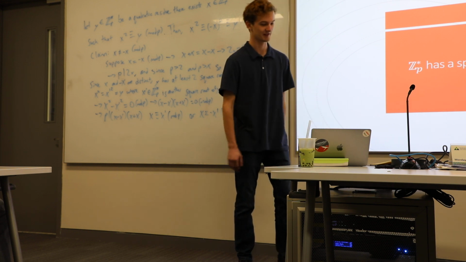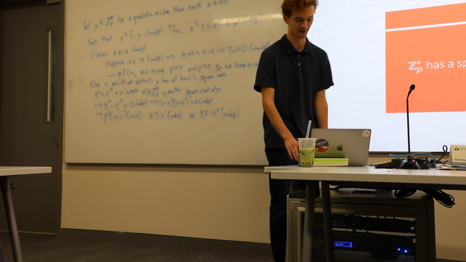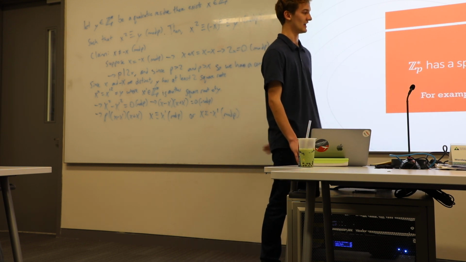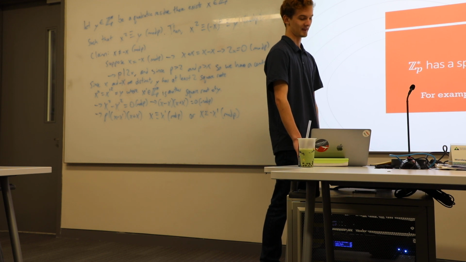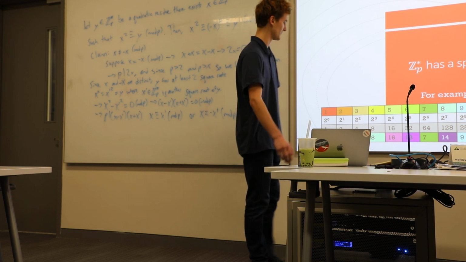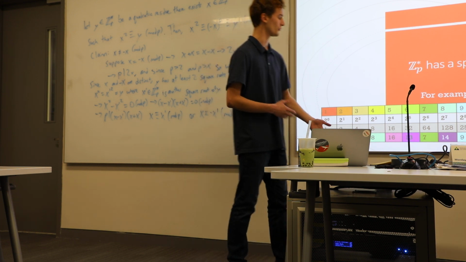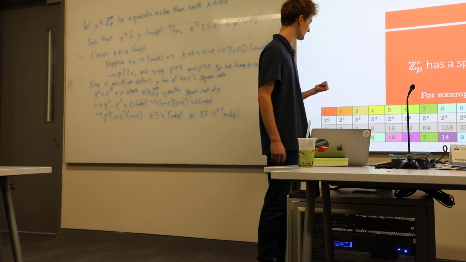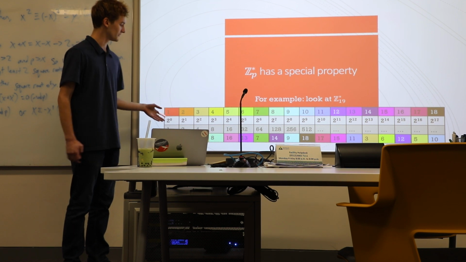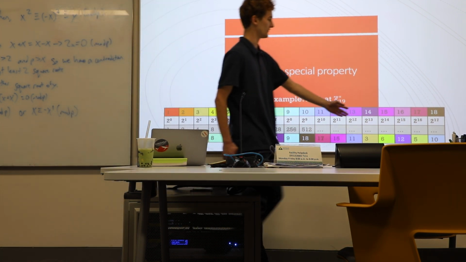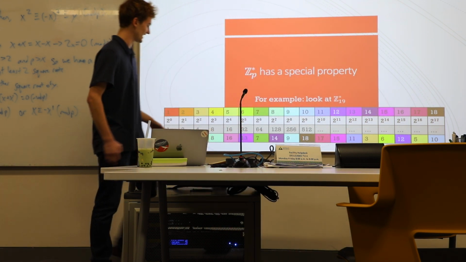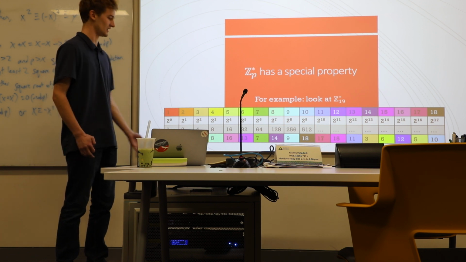But since we're talking about z mod p star, it's important to note that it has a certain property. We're going to look at z mod 19. So basically, 19 is prime. And since it's a prime group, you can apply a certain property to it, where you choose a certain element, and by raising that element to successive powers, from 0 all the way up to p minus 2, you can actually get every single other element in the group.